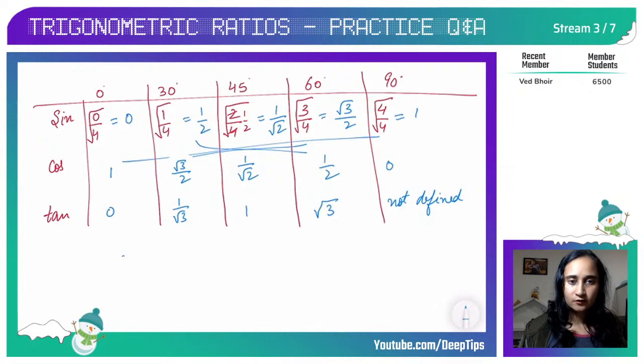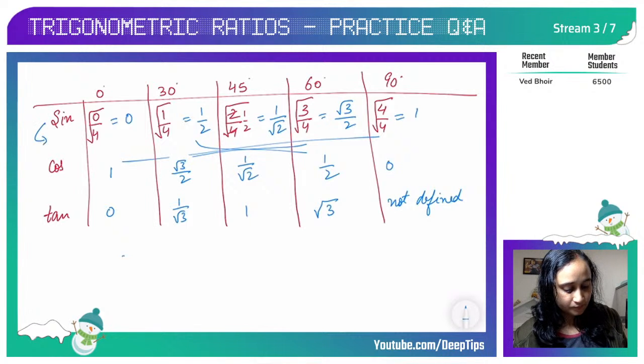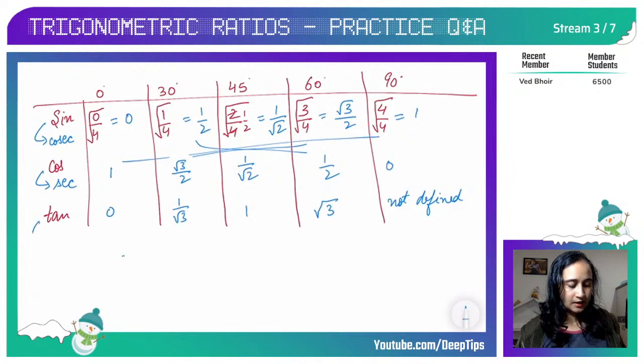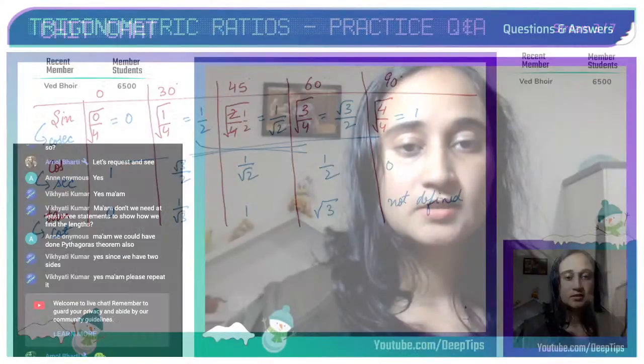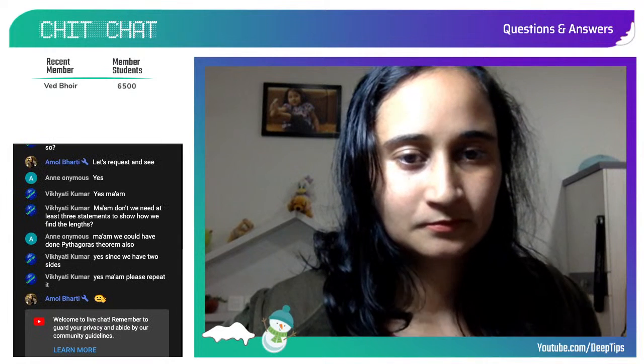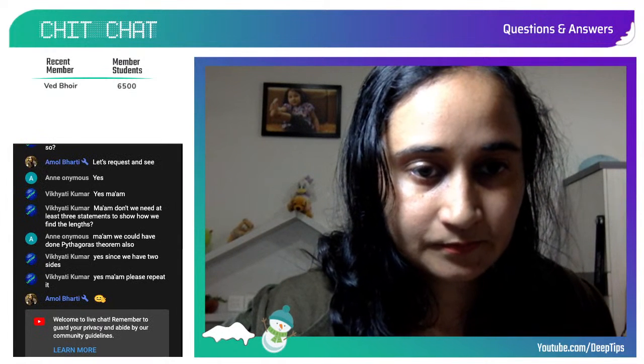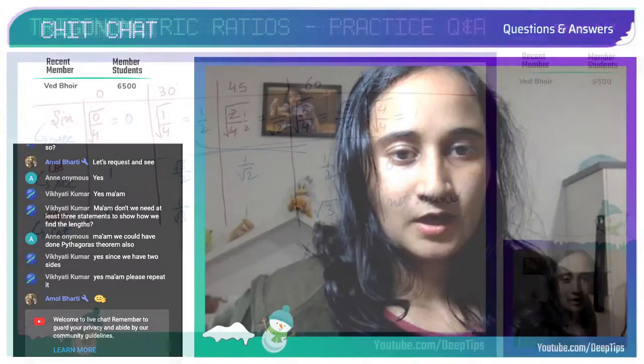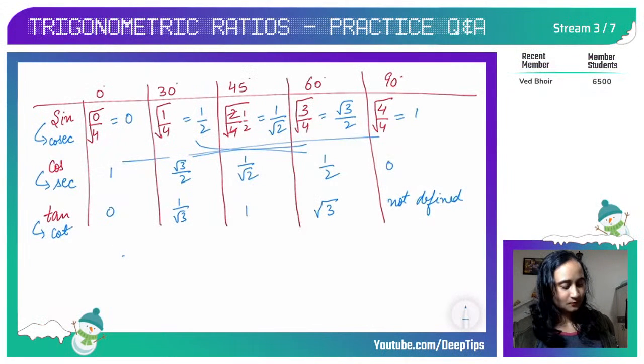And if you have to write for cosecant, secant, cot, we know that the reciprocals of sine give us cosecant, reciprocals of cos give us secant, and reciprocals of tan give us cotangent. So this is how we do this. Okay, so I hope everyone is clear with this table.